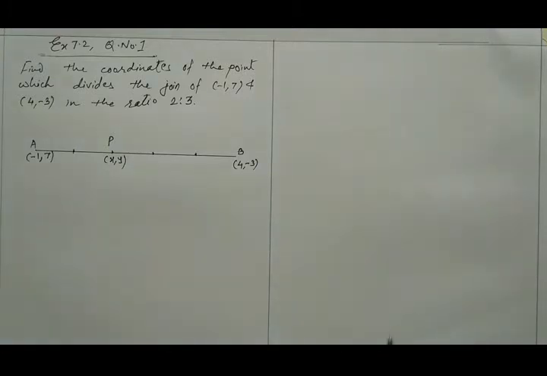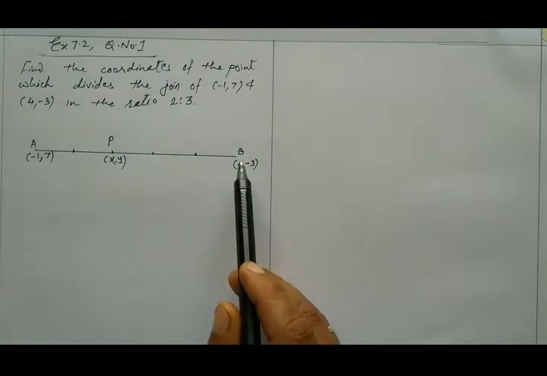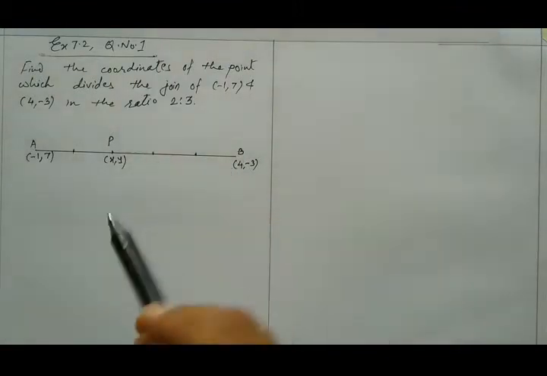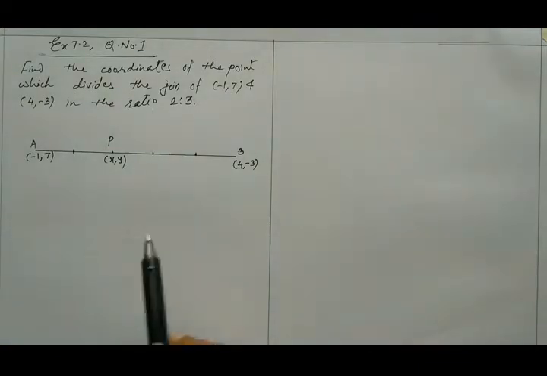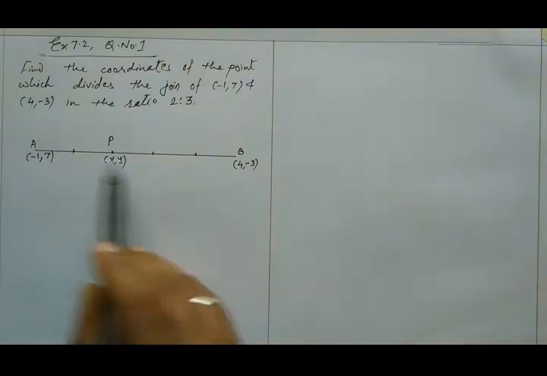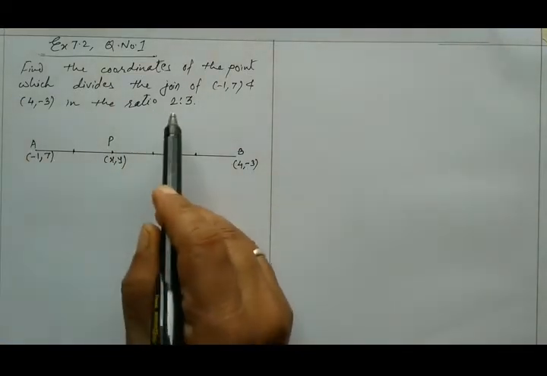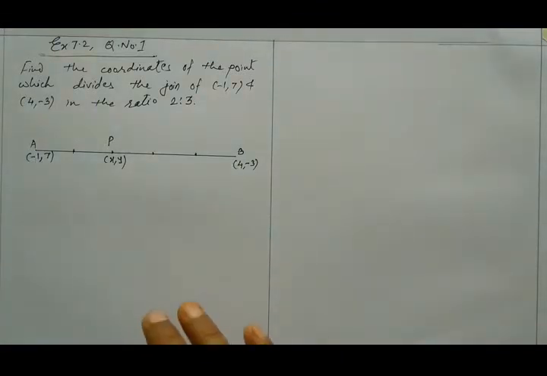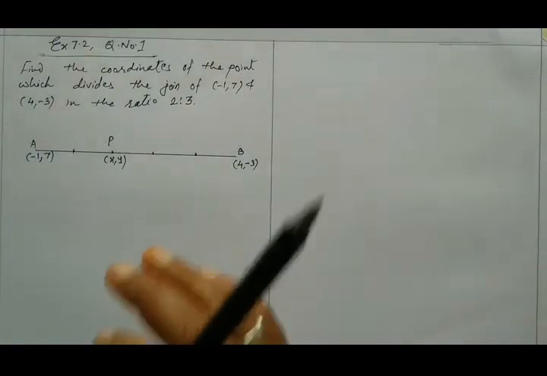I have drawn here a line segment AB. So this is a join of AB and it is divided by a point. Let us consider that point P divides AB in the ratio 2 is to 3. Now, what is the meaning of 2 is to 3? So join of AB is divided into 2 plus 3, that is 5 equal parts, if we will say. This is the rough meaning.